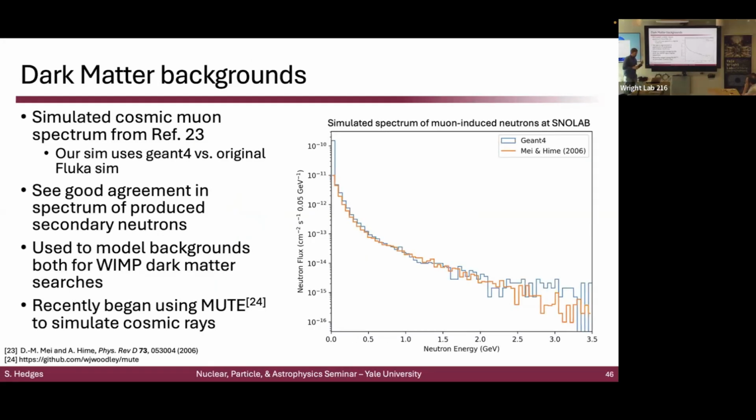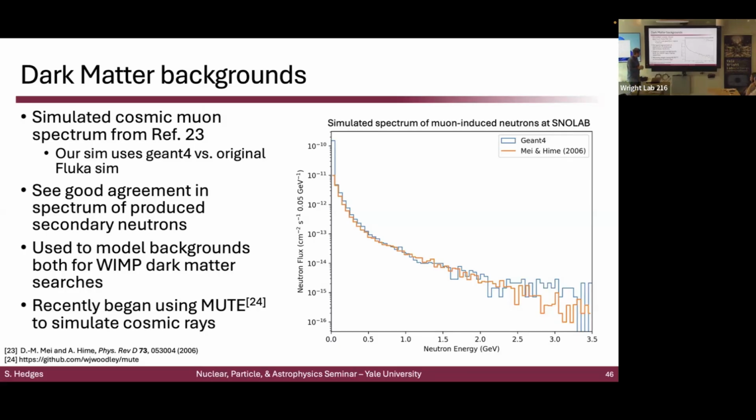And that's one thing that we're talking about doing, looking at dark matter backgrounds as well. So here we've taken parameterization from Mei and Hime, where they looked at the muon-induced neutrons at SNOLAB. Their original simulation used FLUKA. We're using GEANT4, and we're able to more or less reproduce the same results. So this gives us a good estimate of what our backgrounds would be if we were to take these crystals underground to a site like SNOLAB. And we can look at what are the nuclear recoils that we expect to see in this during an exposure.